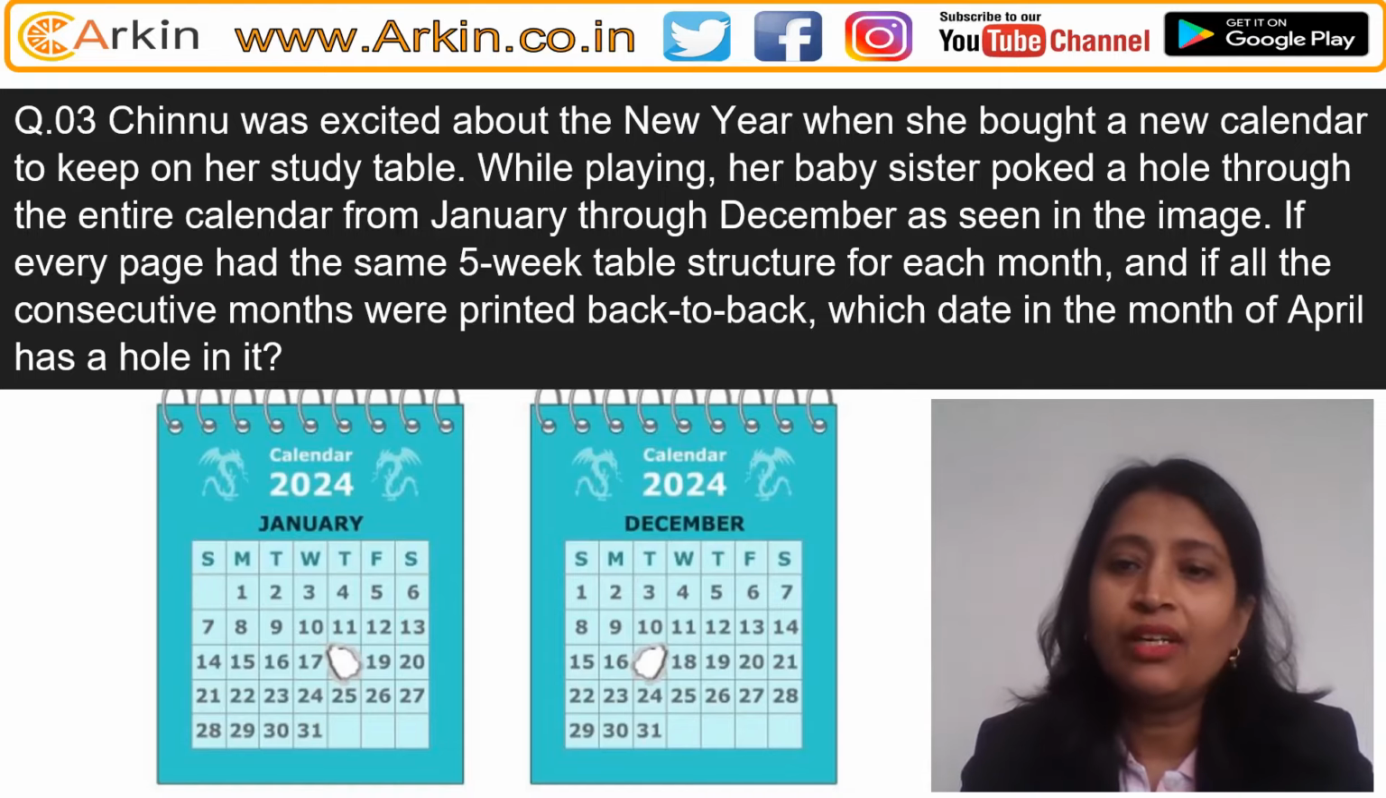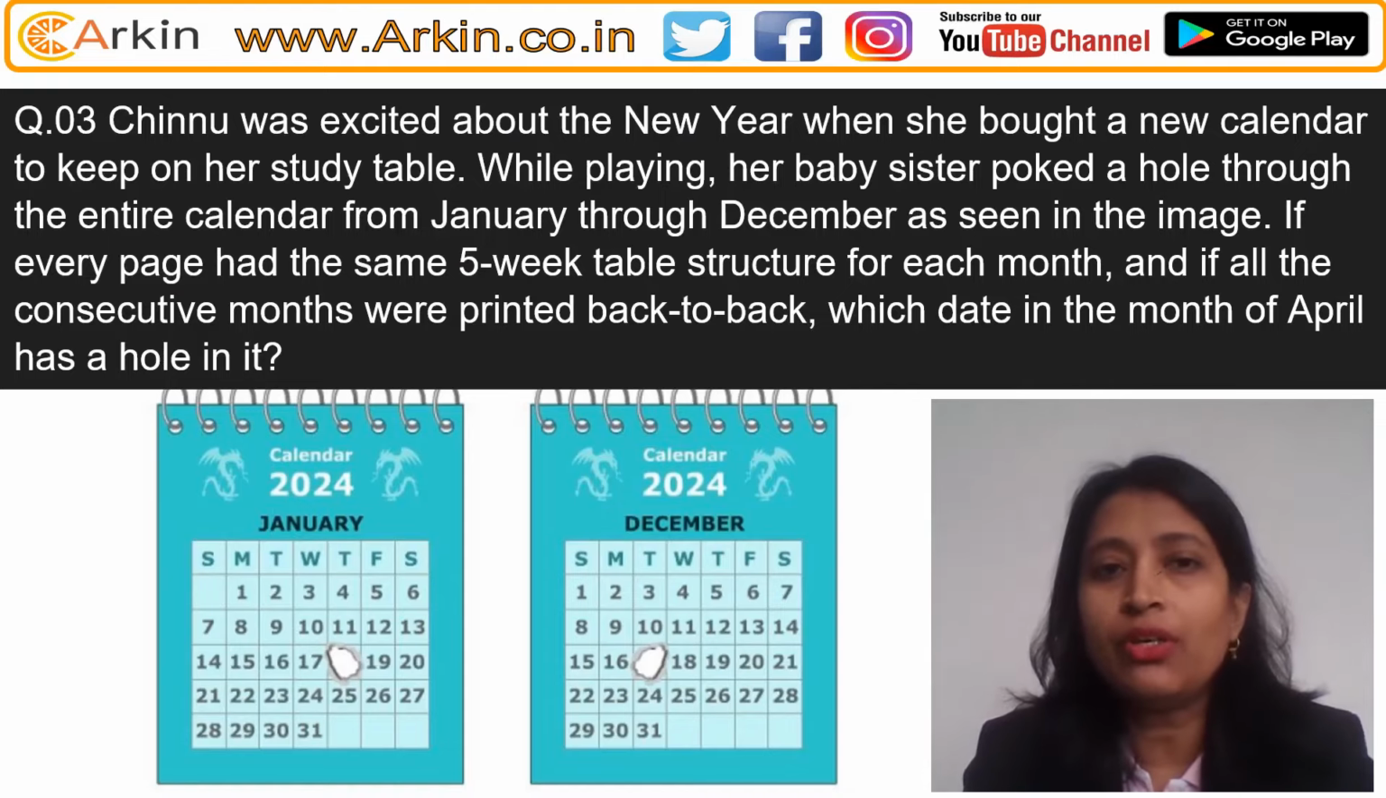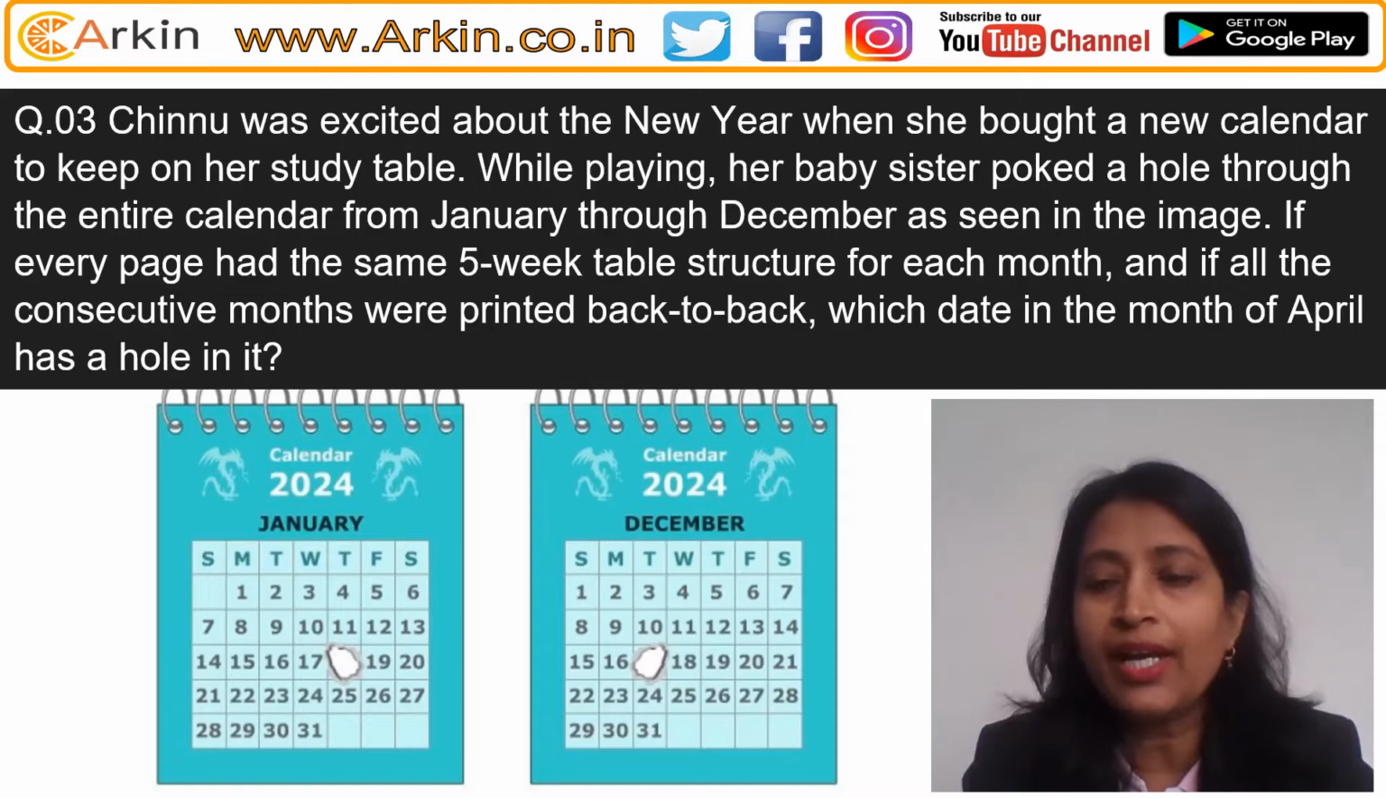Hi everyone. So let's do question number 3 of UC 2021 question paper. This question says, Chinu was excited about the new year when she bought a new calendar to keep on her study table. While playing, her baby sister poked a hole through the entire calendar from January through December, as seen in the image. If every page has the same 5-week table structure for each month, and if all the consecutive months were printed back to back, which date in the month of April has a hole in it?